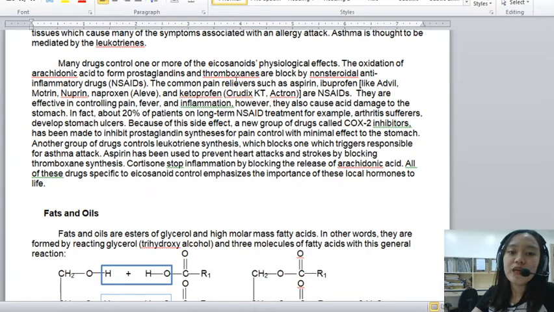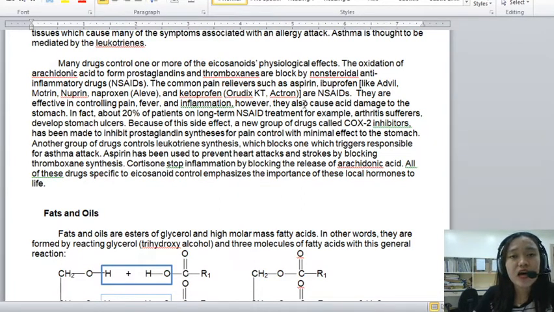So, the common pain relievers such as aspirin, ibuprofen, so ito yung brands, no? Advil, Motrin, Nuprin, Naproxen, and ketoprofen are NSAIDs. Para mas madali nyo siyang ma-remember class, pwede nyo ng NSAID, okay? Pero ang pagbasa dyan, NSAIDs. So, they are effective in controlling pain, fever, and inflammation.